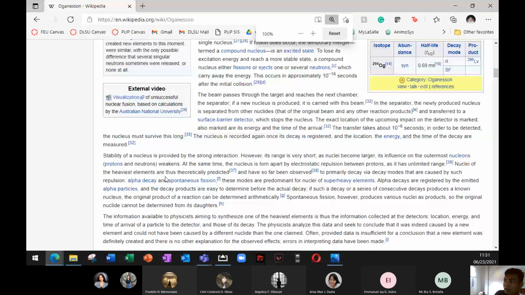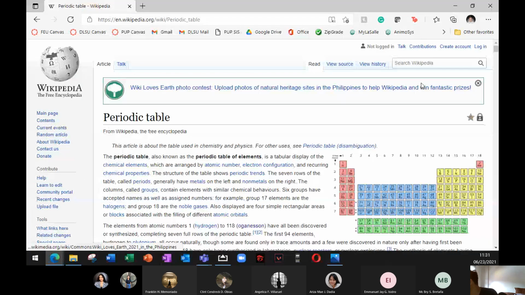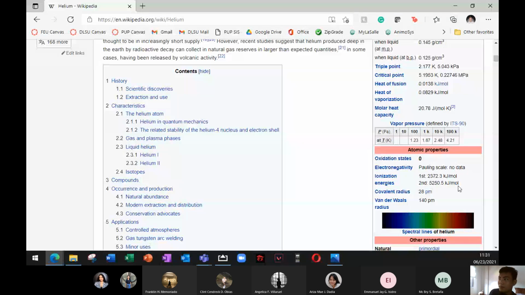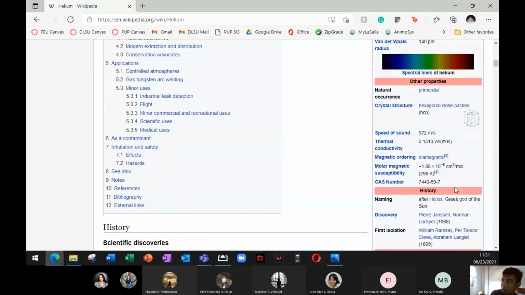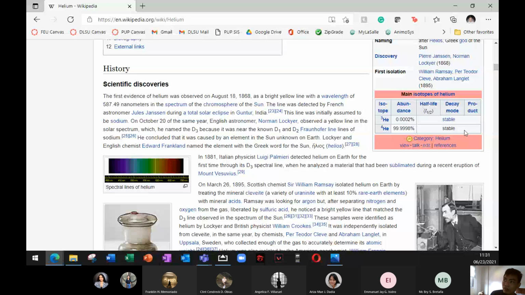Okay? Pero compare mo yan sa hydrogen. Tignan mo yung hydrogen. Helium na lang, helium. Okay. So, tignan mo. Walang sinabi about half-life kasi sabi niya, stable siya. Okay? Pag sinabi stable, not enough yung repulsive forces para masira yung atom. Okay? Kumbaga, malakas yung rubber band, hindi siya masisira, kaya stable siya.